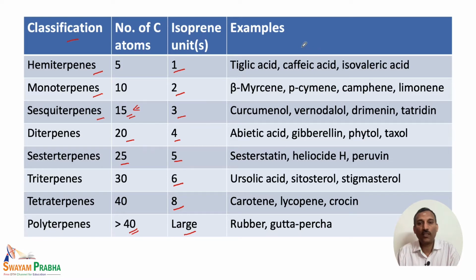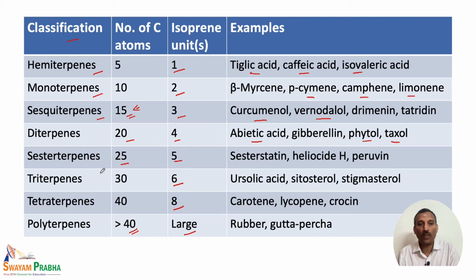And here are example compounds present in the different classes. Some examples of hemiterpenes include tiglic acid, caffeic acid, isovaleric acid, etc. Monoterpenes: paracymene, camphene, limonene are some of the examples. In the case of diterpenes, we have abietic acid, taxol, phytol, etc. And in the case of sesquiterpenes, we have curcuminol, vernodolol, like that. These are basically isoterpenoid compounds.